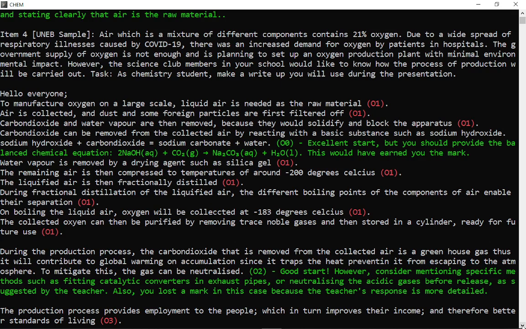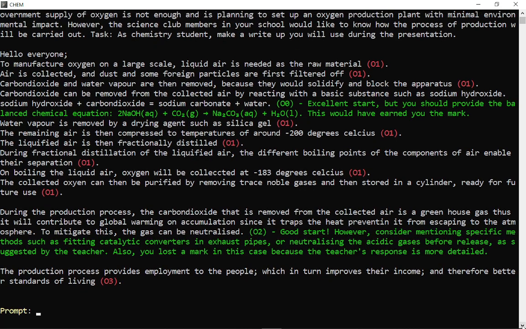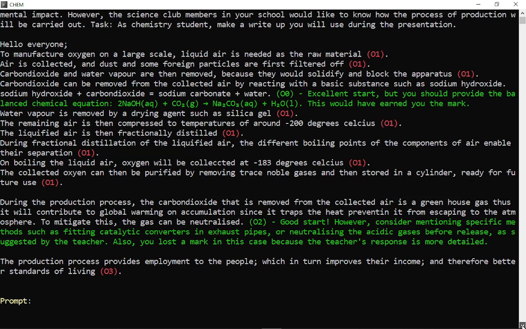Then removing the dust particles, that is a point. Removing carbon dioxide and water is really a nice point too. Then looking at the chemical equation, it was an excellent start, but I should have provided a balanced equation. That could have earned me another mark. Water vapor being removed by silica gel, that is fantastic. Then the whole process, I have many marks there, but basically the maximum I can get there is a 3.